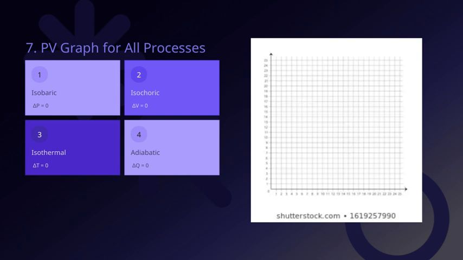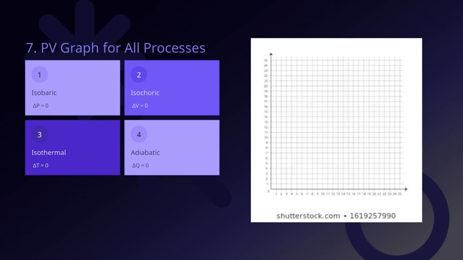And finally, the isobaric process, where delta P equals 0. The pressure remains constant in this process, but the volume and temperature can change. It's often represented by a horizontal line on the PV graph.